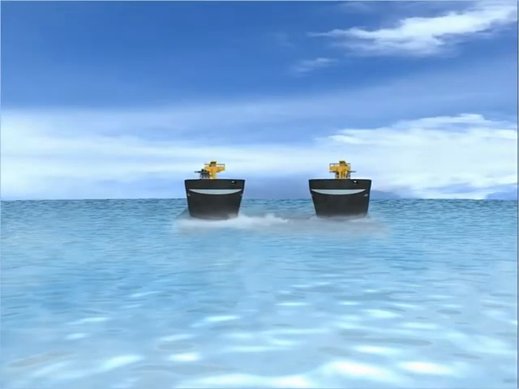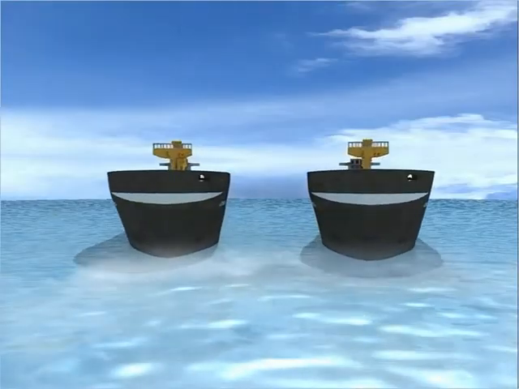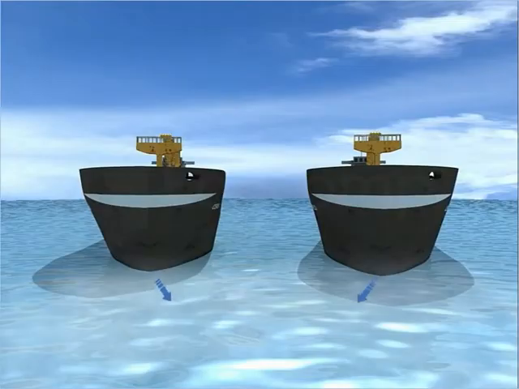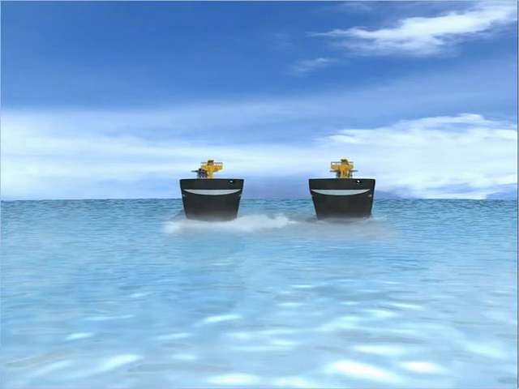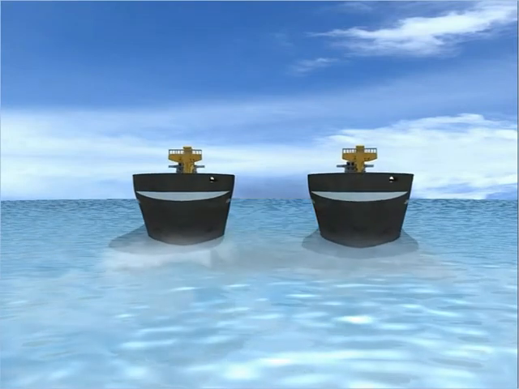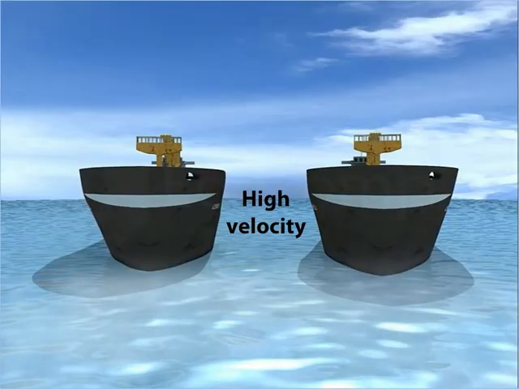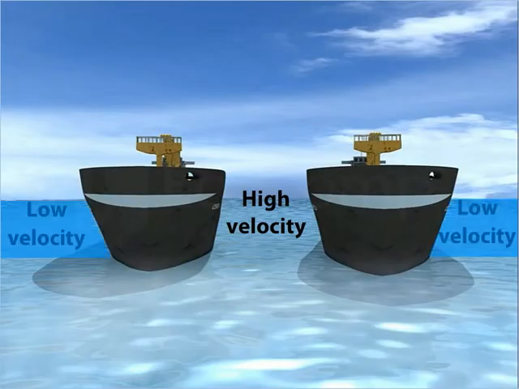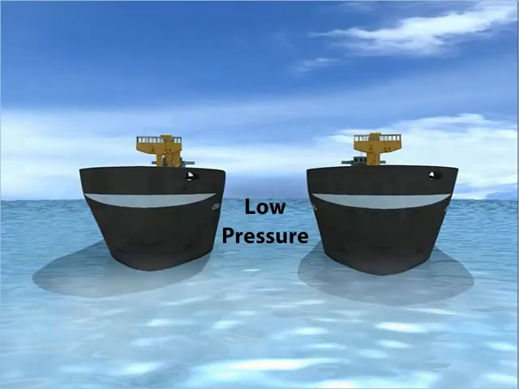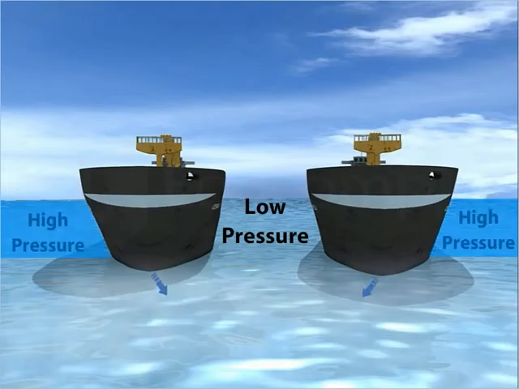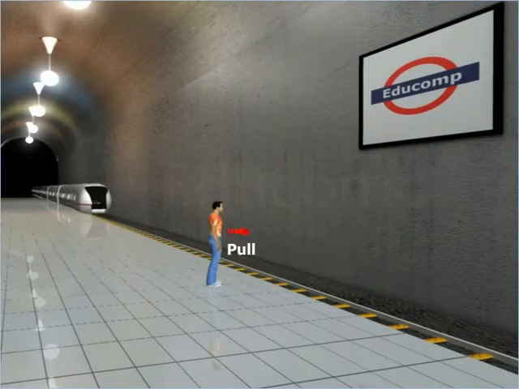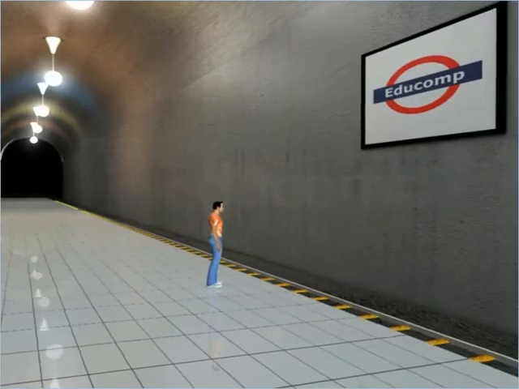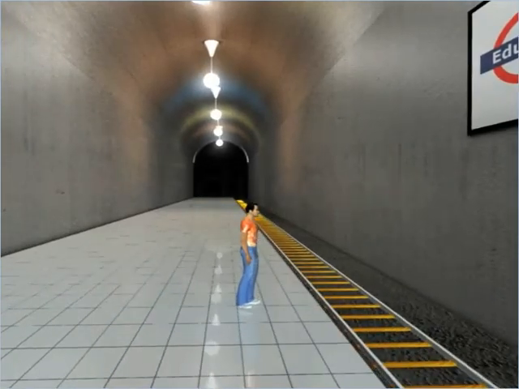Two ships sailing in an ocean in the same direction, when they come close to each other, get pulled towards each other. Let us try to understand why this happens. The velocity of water between the two boats becomes very large as compared to the velocity of water on the other sides of the boats, thereby decreasing the pressure in between the boats. The boats get pulled towards each other due to higher outward pressure. A person getting pulled towards a fast-moving train can be explained using the same reason.